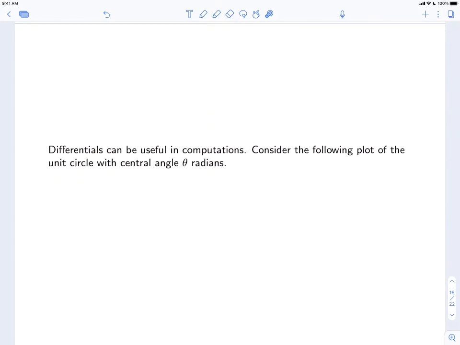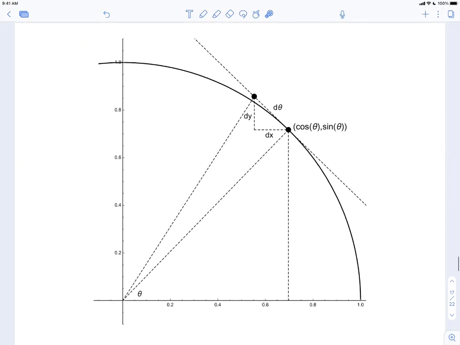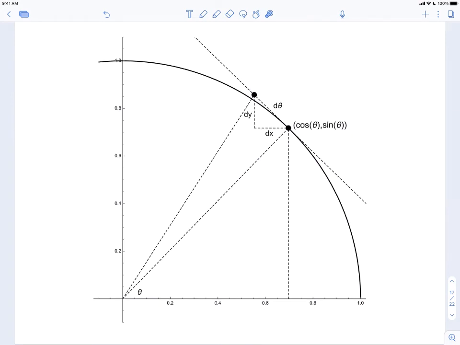Differentials can be useful in computations. For example, consider the following plot of the unit circle with central angle theta radians. In this picture, we have a central angle measuring theta radians, where the initial side of the angle is the positive x-axis, and the terminal side intersects the unit circle in a point, and that point, of course, has coordinates cosine theta and sine of theta, where the x-coordinate is cosine and the y-coordinate is sine.